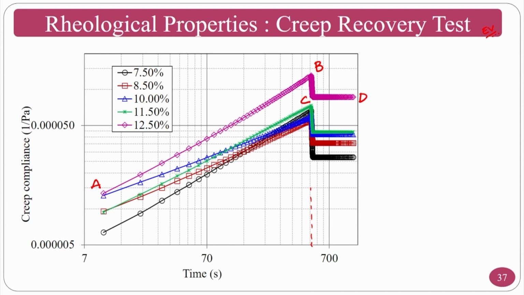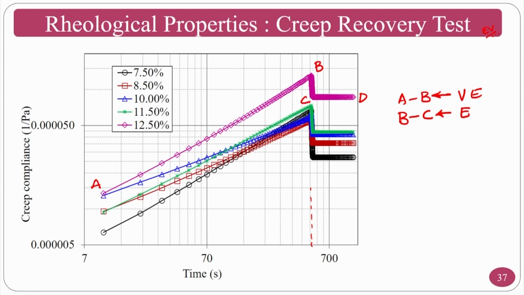Okay. So A to B is your viscoelasticity and B to C is your elastic component. Okay. So now you can say the remaining is the viscous component. What do you mean by that?